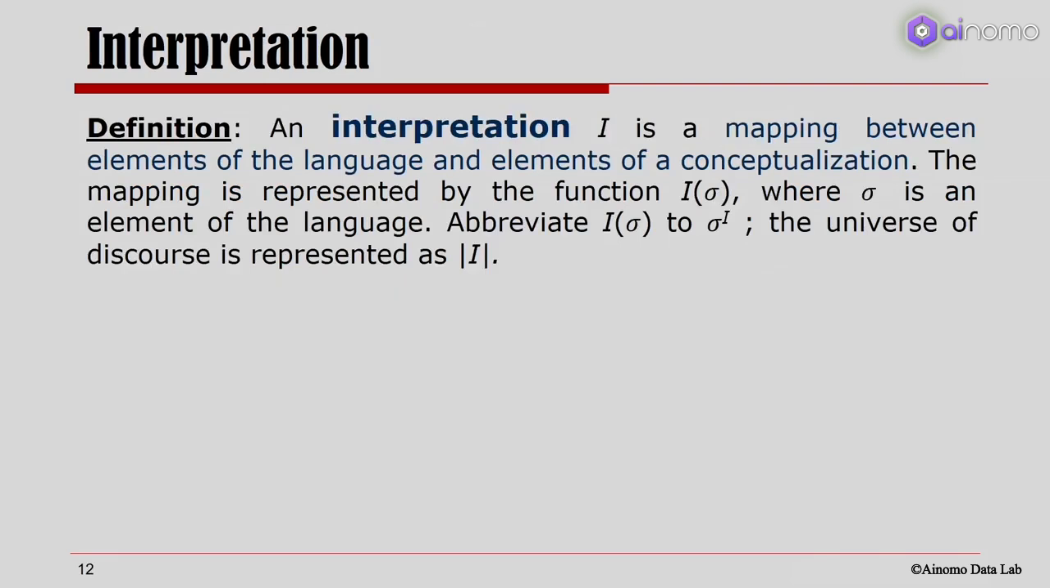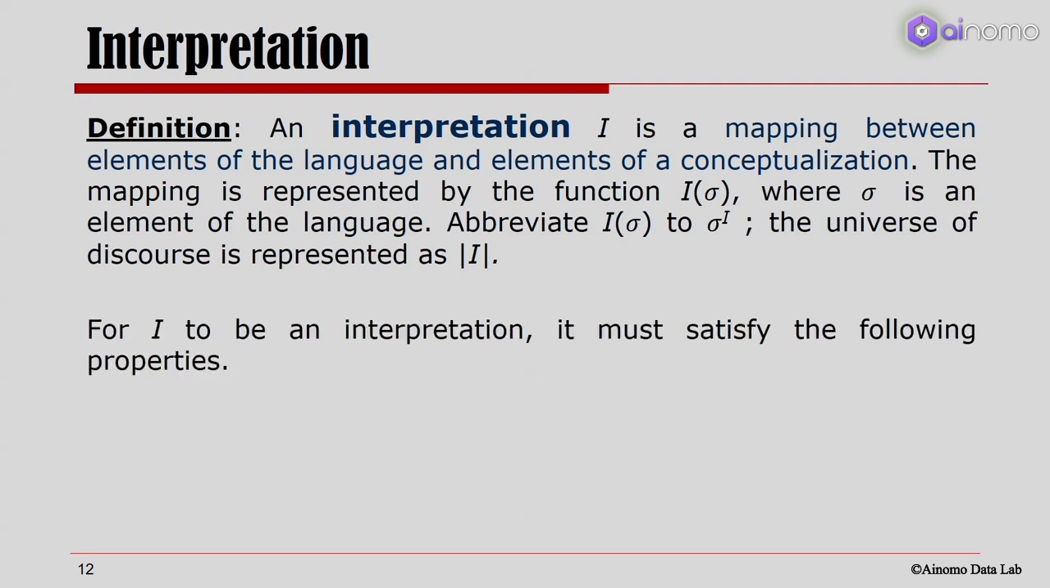So, let us now try and understand what we mean by an interpretation given a conceptualization and the elements of a language in which we want to do the representation. An interpretation is a mapping between the elements of the language and the elements of a conceptualization. The mapping is represented by a function of sigma, where sigma is an element of the language. For an interpretation I, the following properties need to be satisfied.